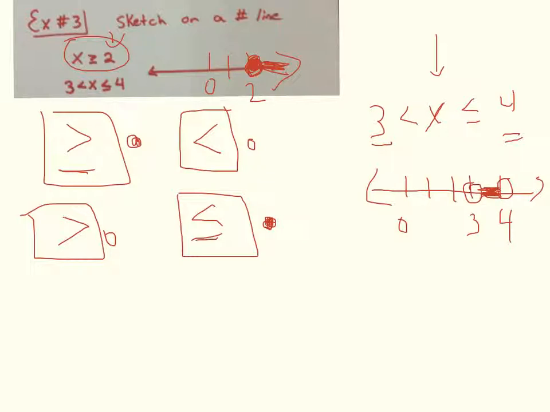Now you also have to determine if they're open or closed dots. So if you remember what we did before, the ones with the equal to's have the closed dots. So the 4 here is the one that's associated with the equal to, so that's the dot I'm going to fill in. Alright, so that's example 3.